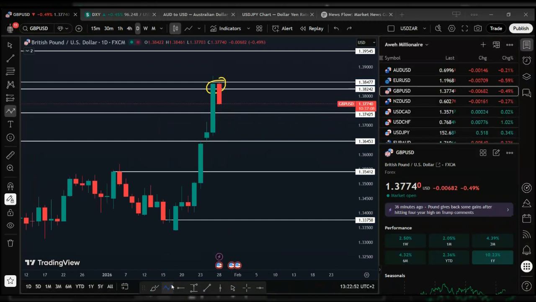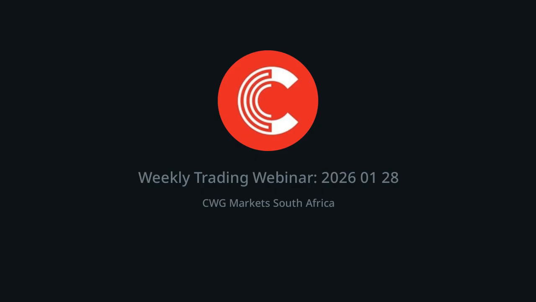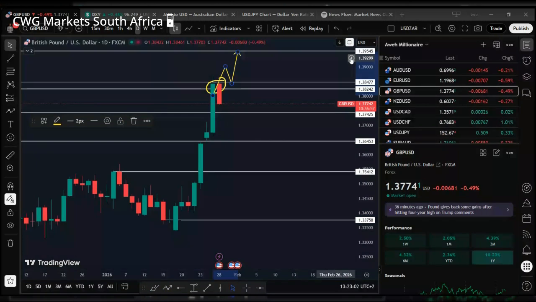However, if price actually manages to break above this major resistance zone, a break and a close opens up doors for price to continue to the upside, with the next major resistance sitting at the 1.54 level of resistance on GBP USD.